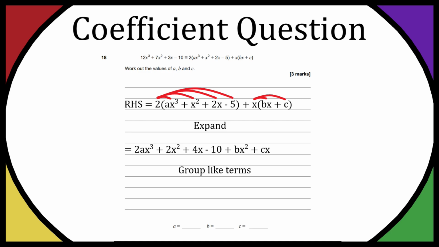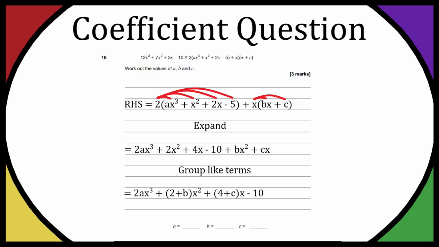Now we want to group together the like terms, because if we look at the left-hand side, all the terms are grouped together. For example, on the left-hand side at the top, we have 12x cubed plus 7x squared plus 3x minus 10. So when we group our terms together, we're going to have 2ax cubed plus (2 plus b) times x squared plus (4 plus c) times x minus 10. And I'm going to explain how I did that. Grouping like terms is grouping basically the x cubes, the x squareds, the x's, and then the normal numbers by themselves, for example the 10. And you do this by putting them side by side.